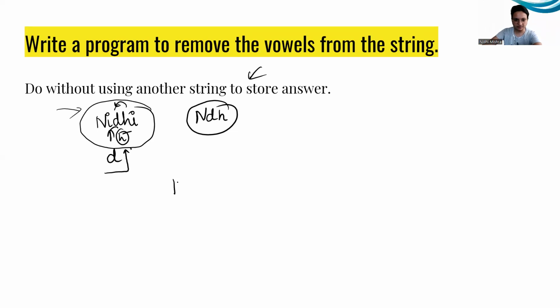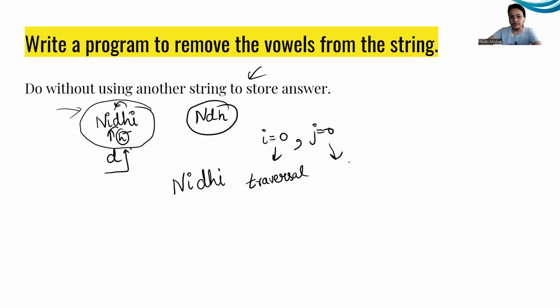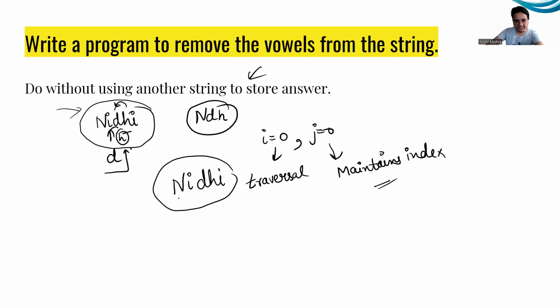Let's think. Suppose I'm having two indexes, i equal to 0 and j equal to 0. The i is basically for the traversal, for traversing the entire string, and j will maintain the index. Okay. Initially both are 0.